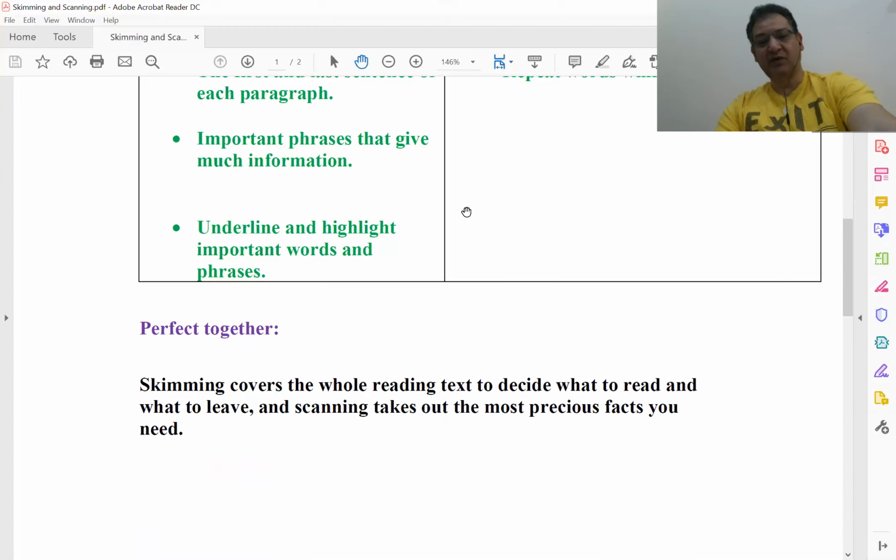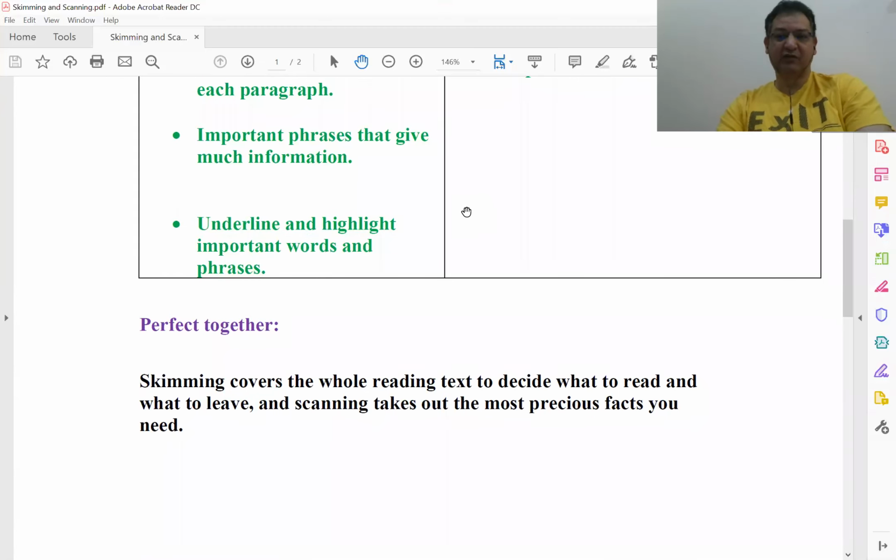Now let's go to perfect together. What is the meaning of perfect together? You cannot perform skimming separately, or you cannot perform scanning separately. They are brothers. You have to do them together. So it's perfect to perform skimming and scanning at the same time.